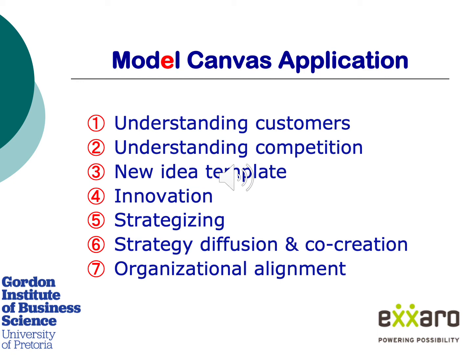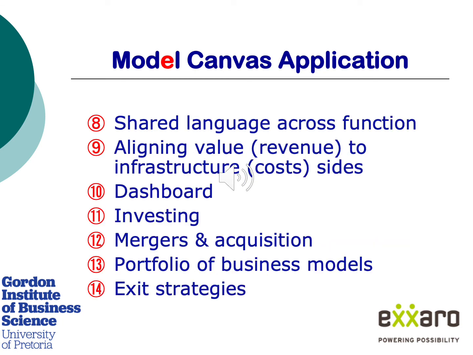What we've also come to appreciate is that the business model canvas plays a significant role in helping to create alignment throughout the organization as we look into the value creation side versus the infrastructure side of the business. Furthermore, we may use the business model canvas for ensuring that there is shared language across all functions of the organization. The business model also allows for the alignment of the value side of the canvas, which deals with revenue, to the infrastructure side of the same canvas, which has to do with costs. It can also be used as a dashboard that we constantly look at to see how we're progressing as an organization. We can utilize the canvas for making decisions around investing.